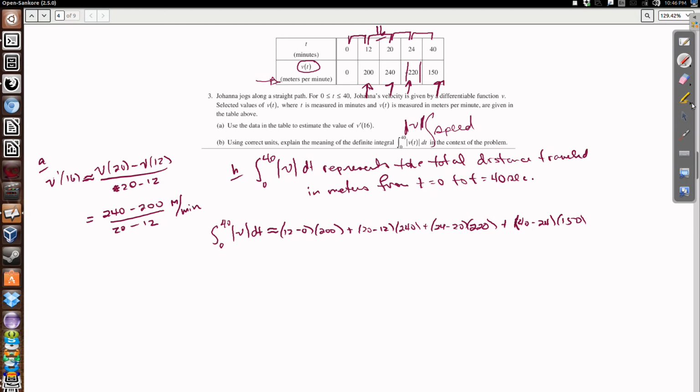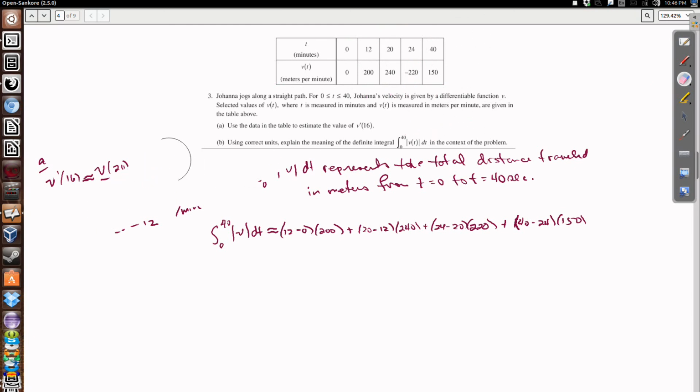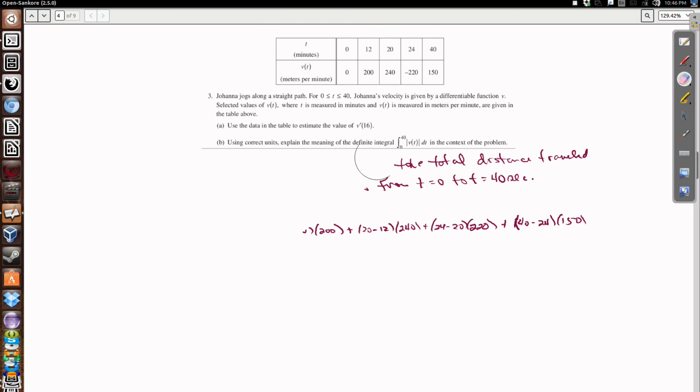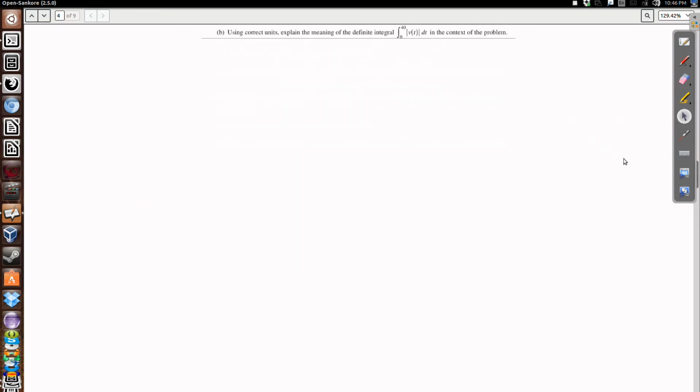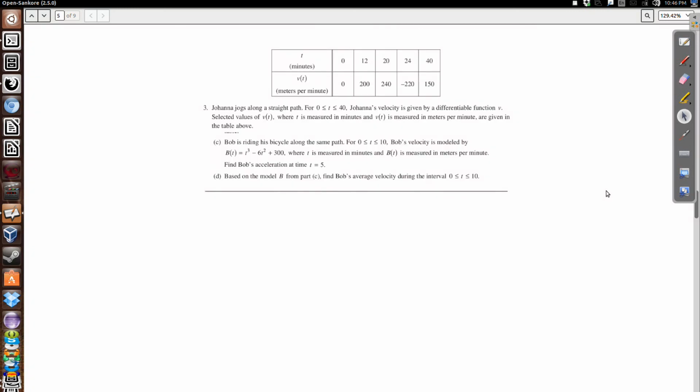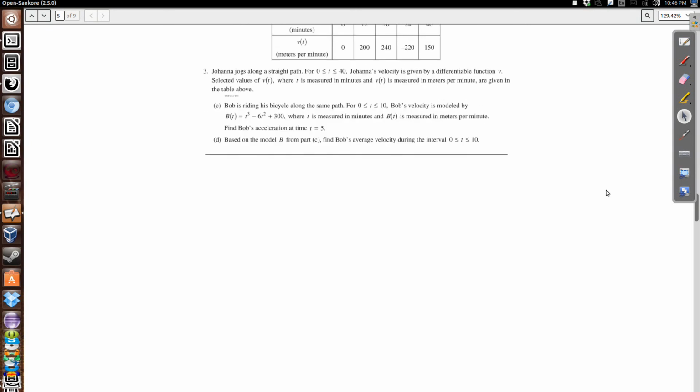So that's part A and part B. So now let's take a look at part C. For part C and part D, they give us a modeling function, and that's really what's different here. They give us a modeling function, and they tell us that Bob is riding his bicycle along the same path. It says for 0 less than t less than 10, Bob's velocity is modeled by this formula, where t is measured in minutes and B of t is measured in meters per minute.